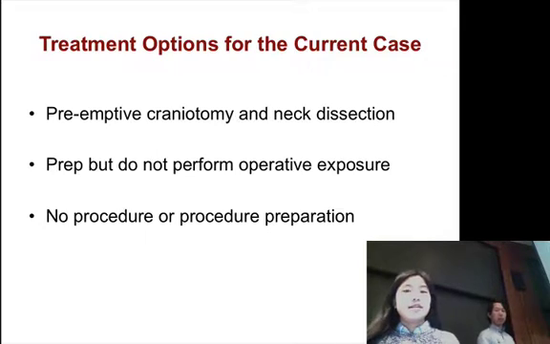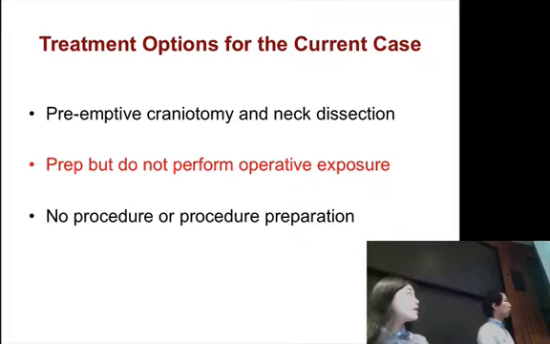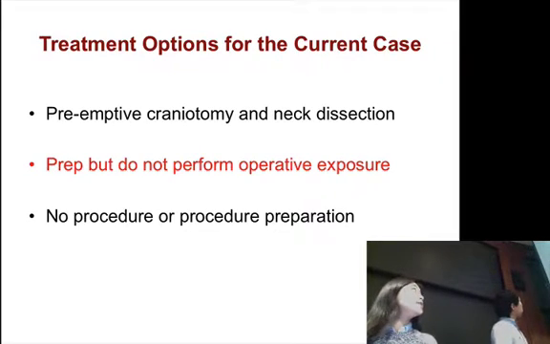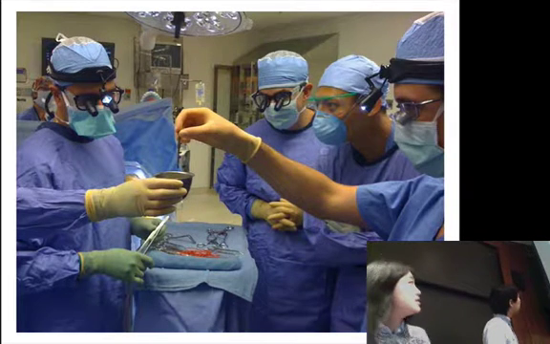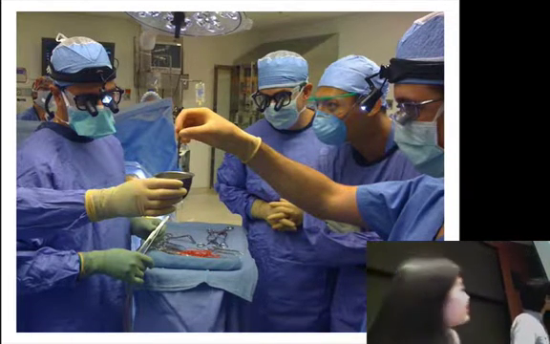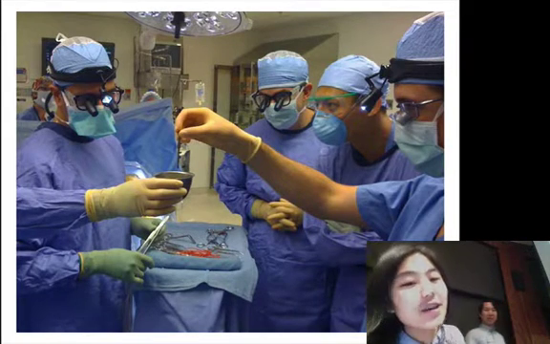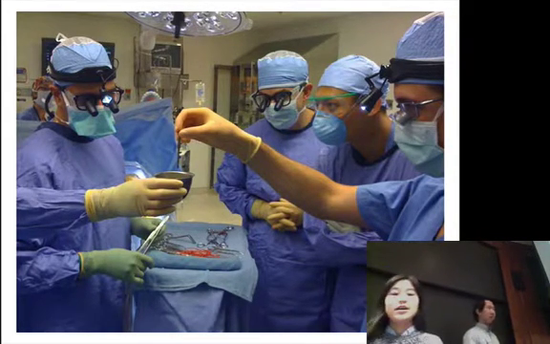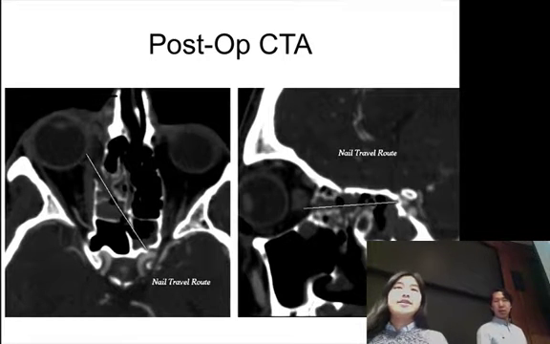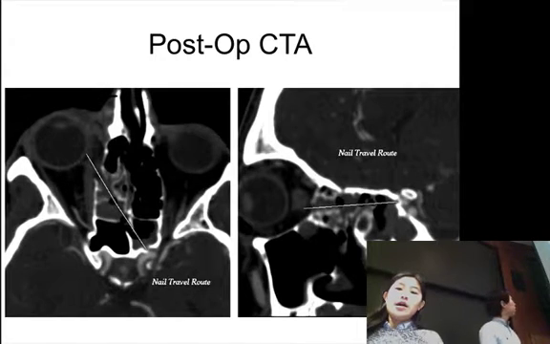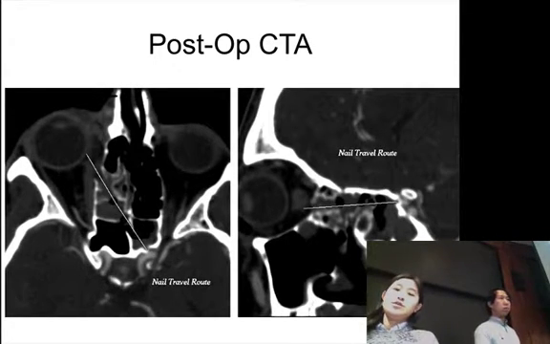And these are all the treatment options, and they chose the second one. They prepped for craniotomy, but they did not perform it because they did not injure the carotid sinus, and there was no internal bleeding when they did the surgery. And here's a picture from the surgery. We can see the doctor holding the nail that's been extracted. They also did a CT angiogram after the surgery to make sure that there was no bleeding.